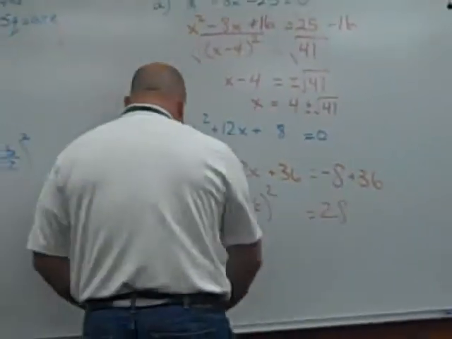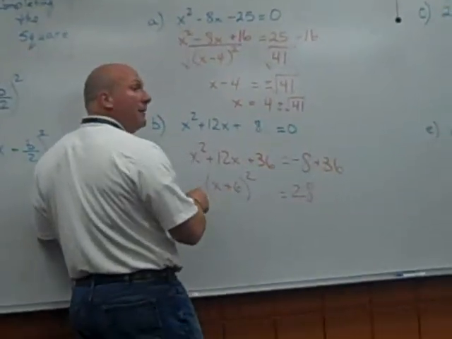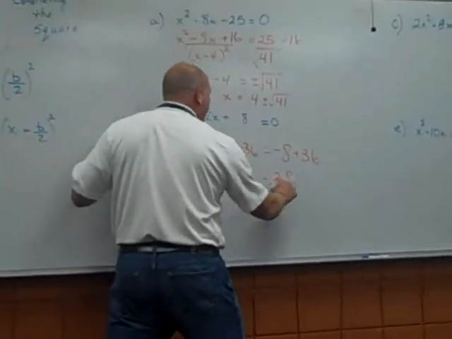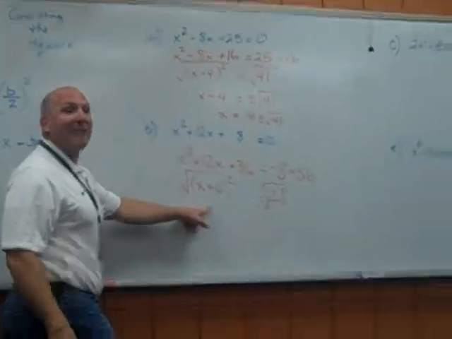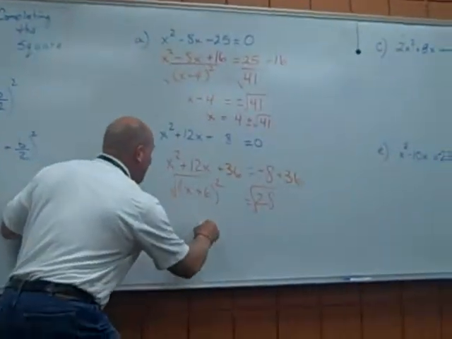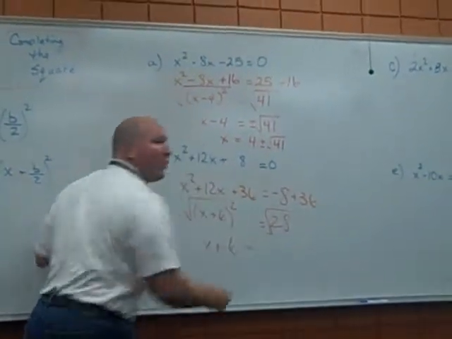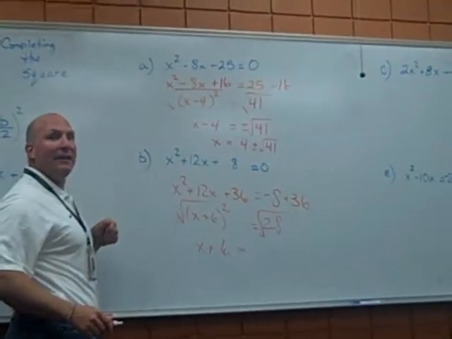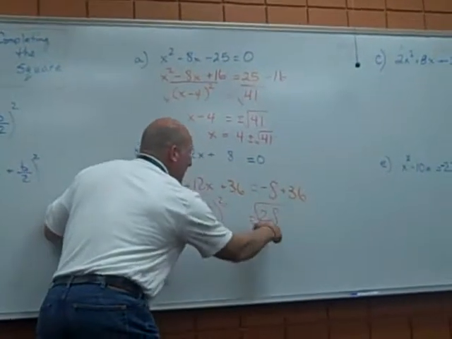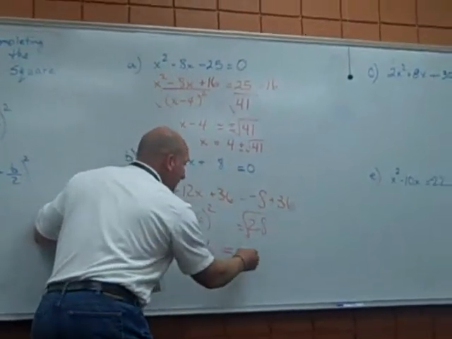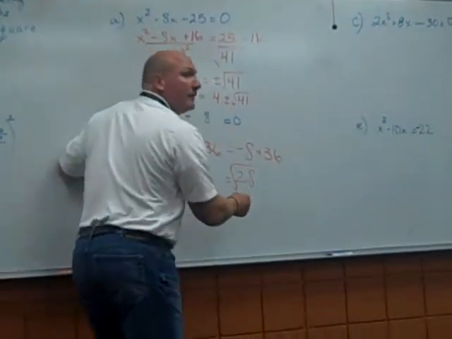Go ahead and say it, Plath. What are we doing to both sides? Square root. Square root, there it is. Now, when I take the square root, what do I get on the left side? X plus 6. What do I get on the right side? Carter White, what do we get? What do we get over here?